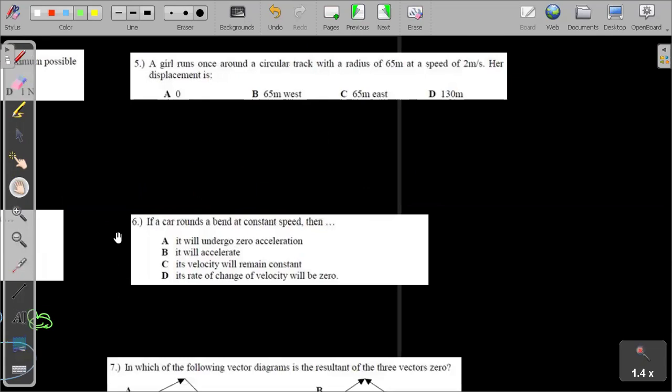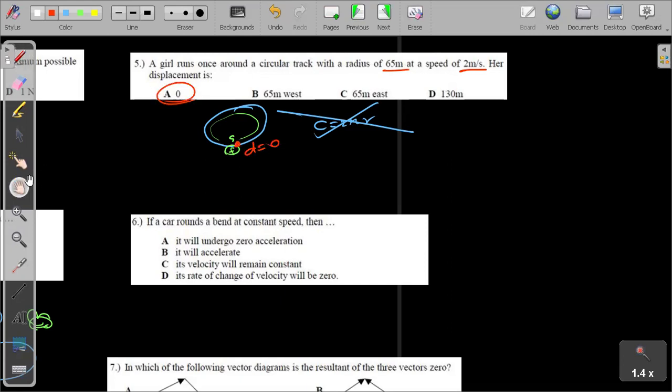A girl runs once around a circular track with a radius of 65 meters and a speed of 2 m s^-1. Her displacement is? I'm pretty sure you might be writing equations. Your starting point, and you just move in a circular path, and you finish over there. You might be trying to find the circumference, 2 pi r, and all these. This is not going to apply. Why? She finished back at the same point, regardless of her speed and the radius. Nothing matters because she just came back to the original position. Her displacement vector is going to be zero. Okay.